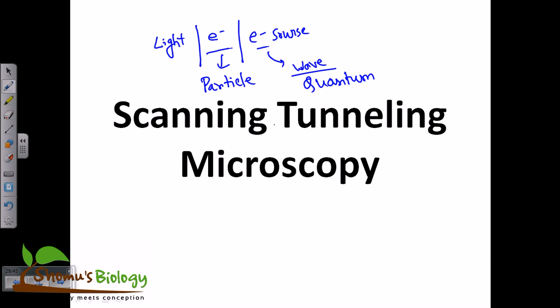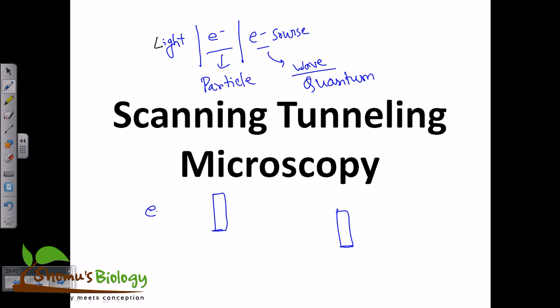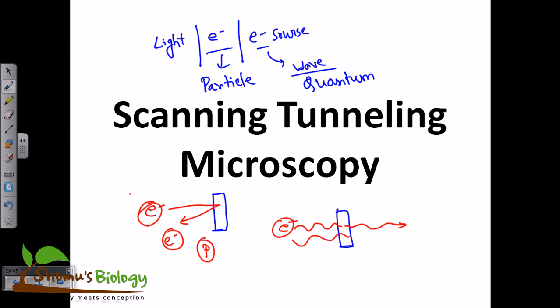The electron can behave like a particle. Let's say we have a barrier in both cases. When the electron behaves like a particle, just like classical physics suggests, that electron will go and hit the wall and bounce off. So this is a reflection if the electron behaves like a particle. But if it behaves like a wave, this electron has the capability to pass through that wall. That is the idea. That is called quantum tunneling.